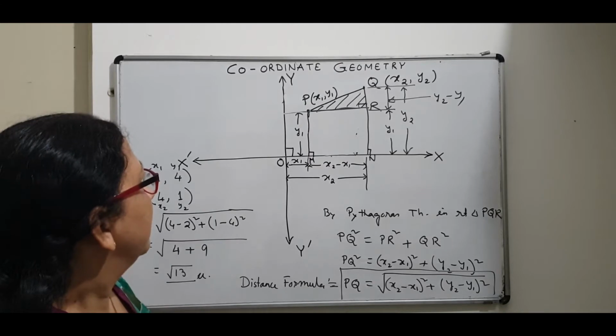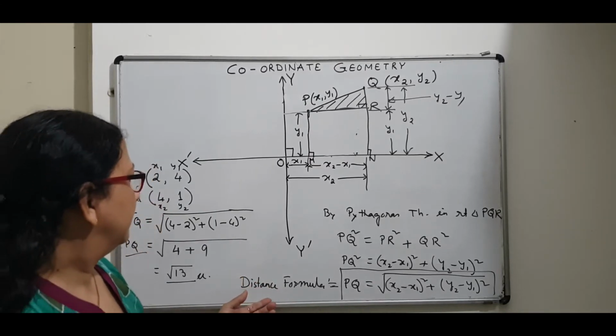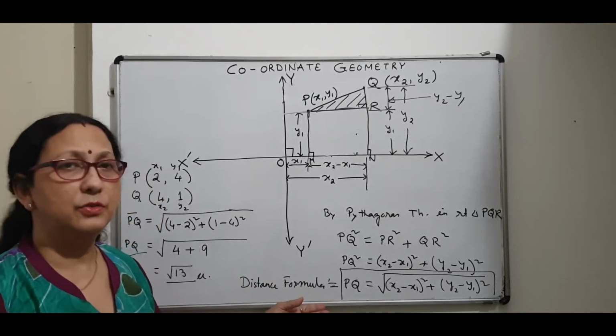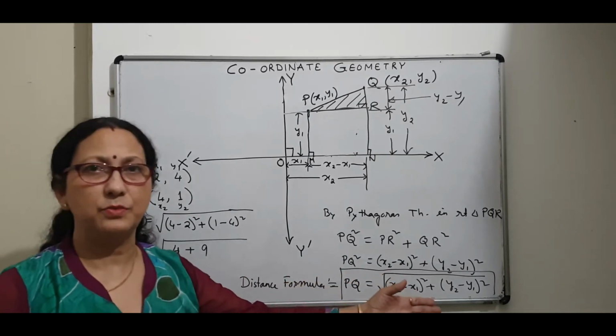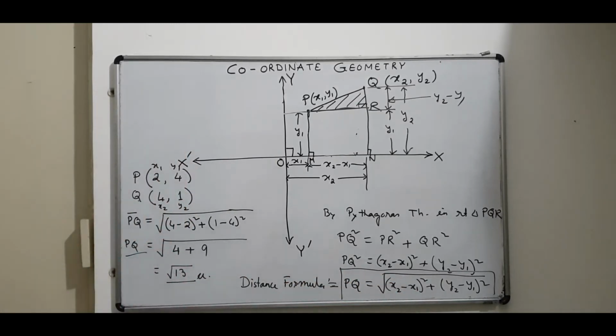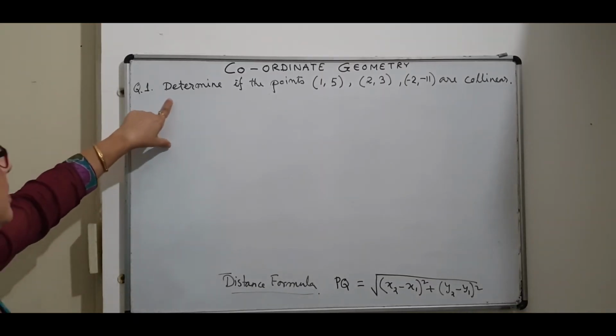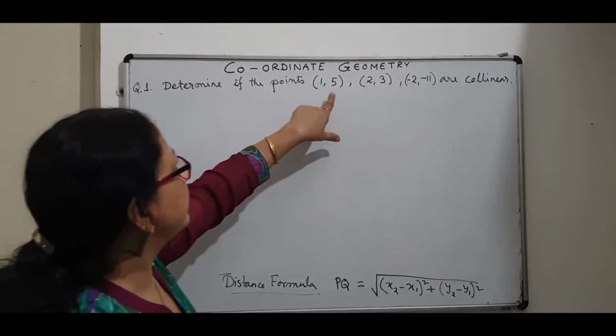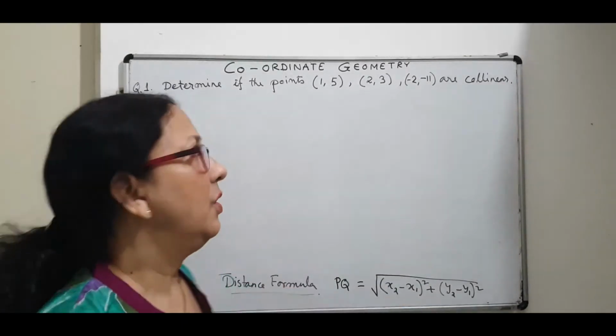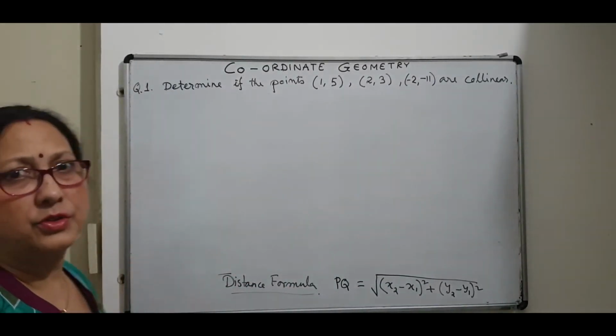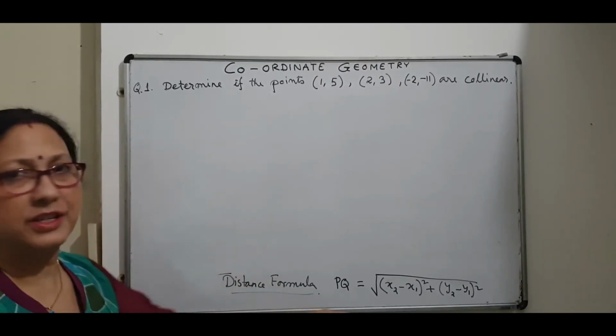Okay, so now we'll be showing you some application of the distance formula. Now let us see this question. Determine if the points this and this are collinear. Okay. So let's see how we solve this with the help of this distance formula.